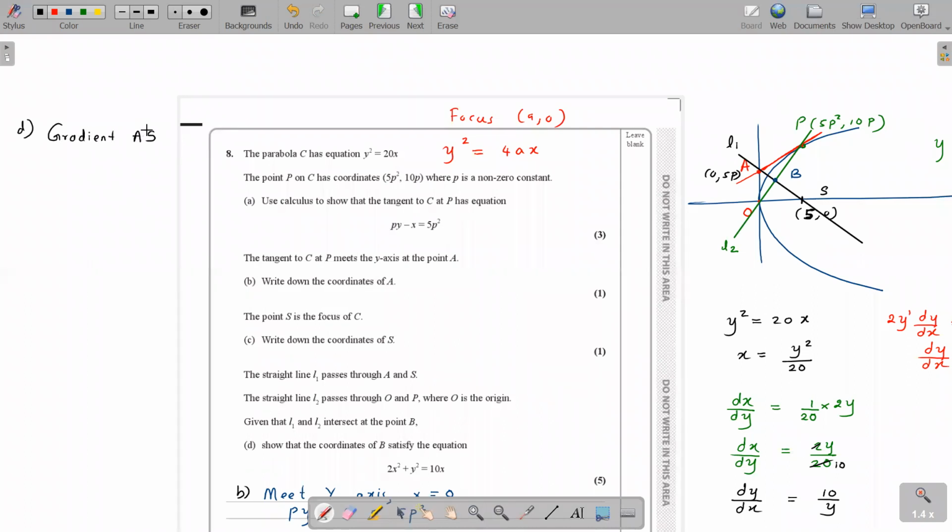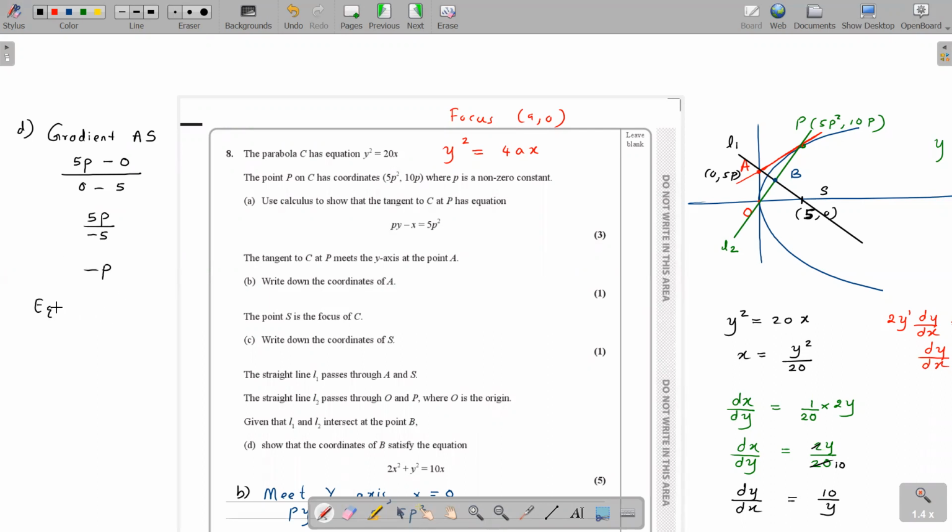A to S, what's the gradient? Y difference over X difference, right? 5p minus 0, are you looking at it? 5p subtracting with 0 and 0 subtracting with 5. Y difference over X difference, right? What do you get for the gradient of AS? 5p divided by minus 5 is minus p. Do you see it? Gradient of AS.